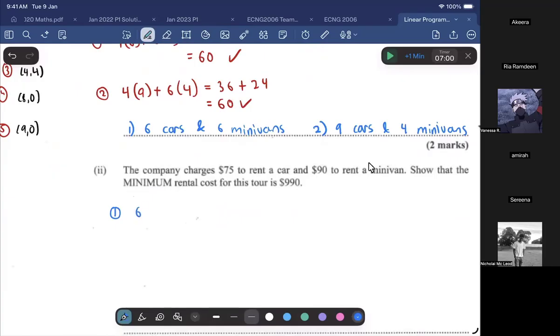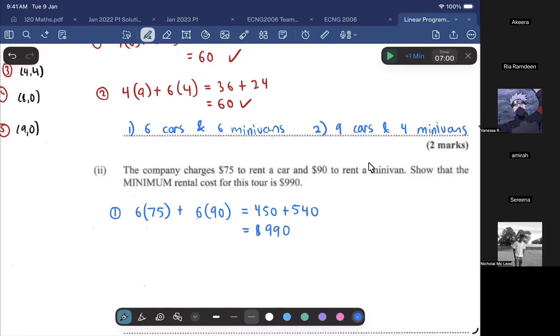So it's going to be 6 by what? How much does it cost to rent one car? $75. Right? How much does it cost to rent one minivan? $90. What is 6 by 75? 450. And 6 by 90 is 540. When you add that up, 450 plus 540, five plus four is nine, you get 990.